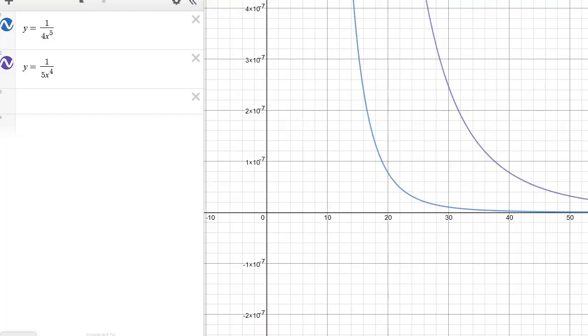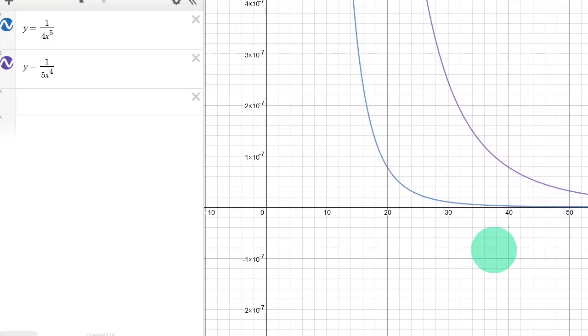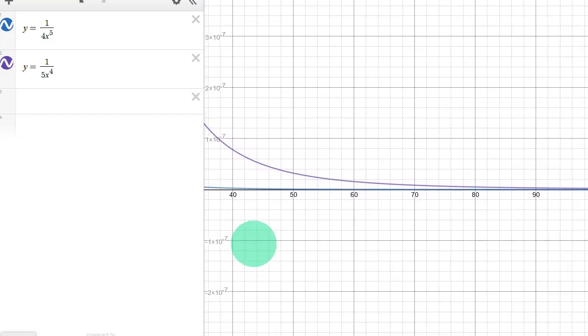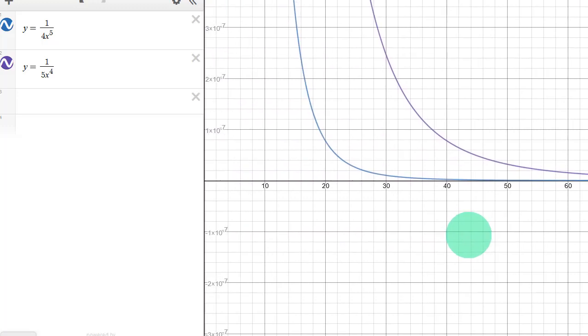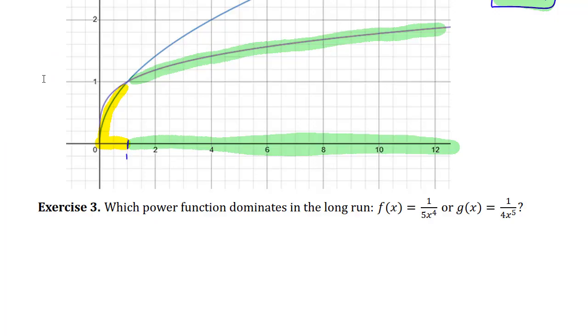I zoomed while my computer stopped recording for a moment because it was a little stuck. You can see that as I'm zooming out, this is like 1 times 10 to the negative 7, which is 0.000001, one millionth. And you can see here the purple is clearly higher for larger values of x, out to like x equals 100. So based on this graph, we're going to say that 1 over 5 x to the fourth dominates. That is the winner.